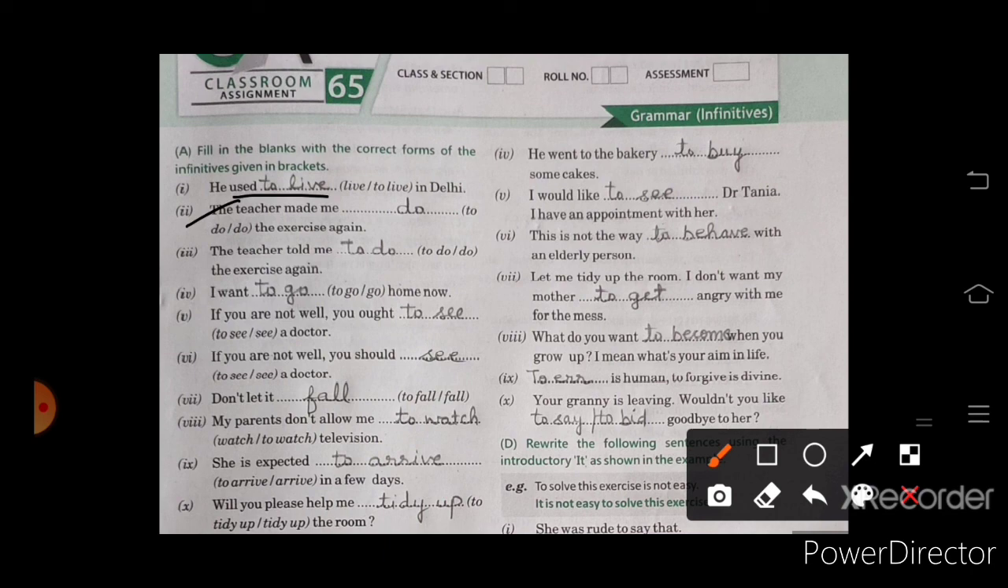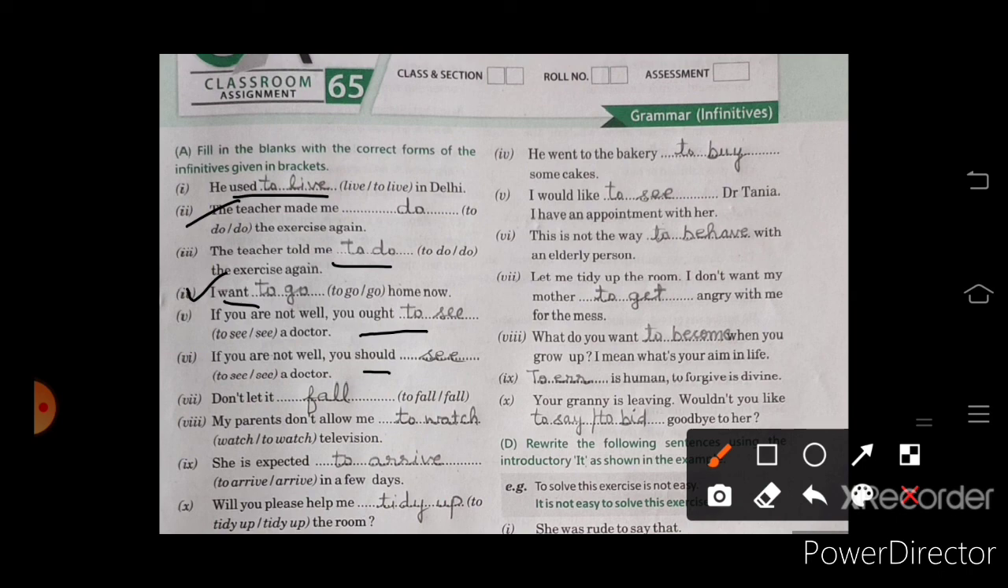Third sentence, the teacher told me to do the exercise again. Fourth sentence, I want to go home now. Here, want is a transitive verb. As object to a transitive verb, we always use the infinitive with to. Next sentence, if you are not well, you ought to see a doctor. Ought is always followed by an infinitive with to. Next sentence, if you are not well, you should see a doctor. Here should is a modal auxiliary, so we will use the infinitive without to.